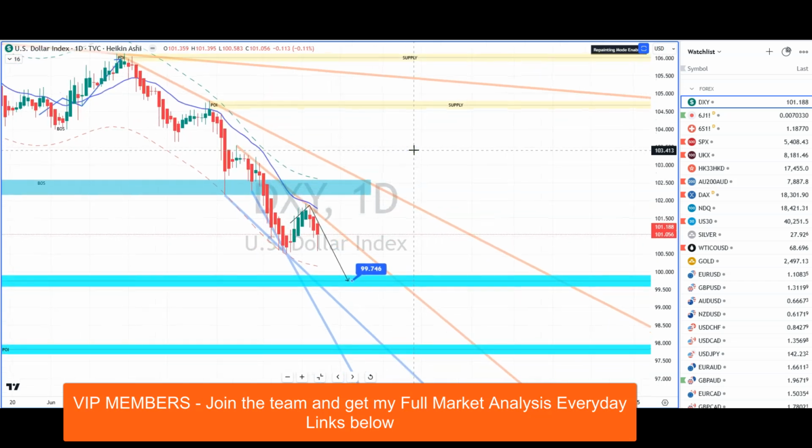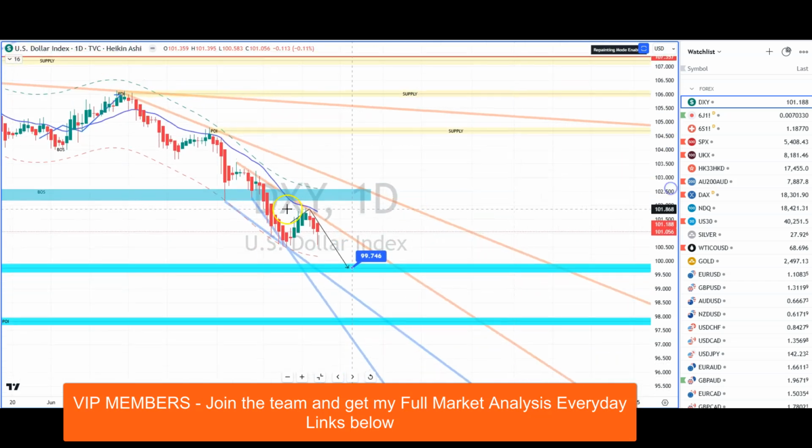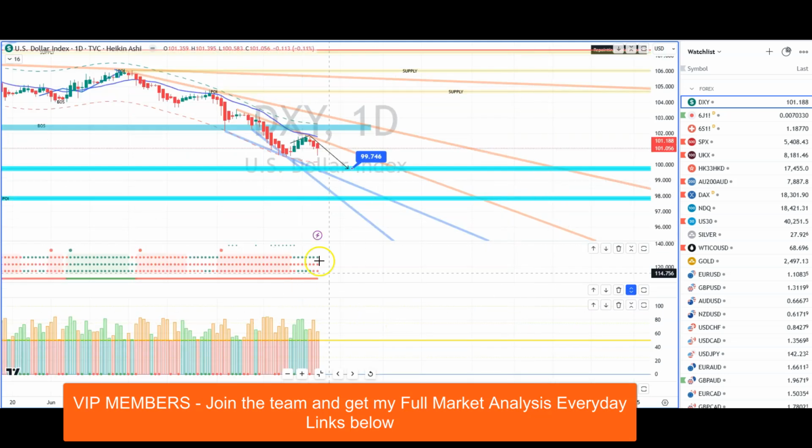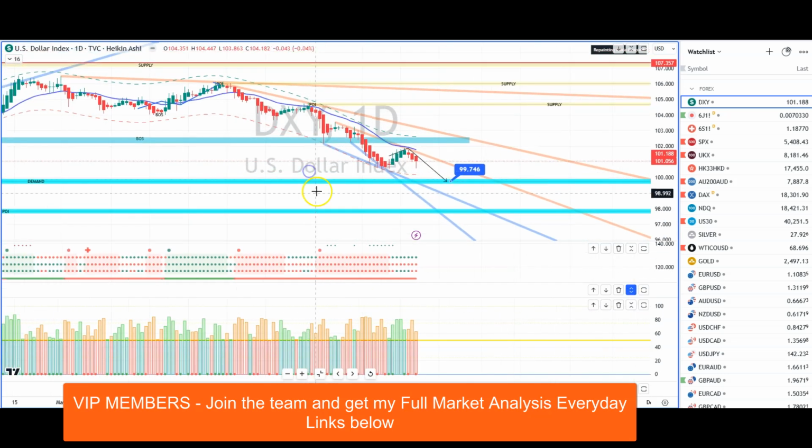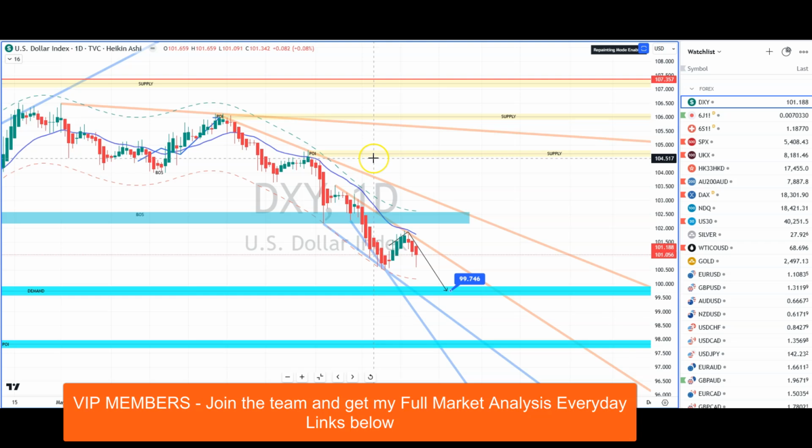The DXY is not parabolic, but it's certainly in a downtrend, as you can see. Once we get parabolic trends in play, i.e. all the sellers are in, in this case everything is red with high volume, then we can start to short the US dollar. Whilst the DXY is not parabolic, ignore all the US dollar trades. End of. Simple as that.